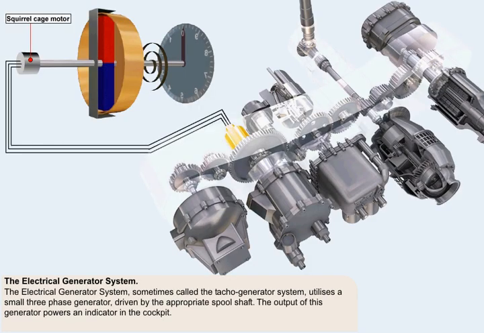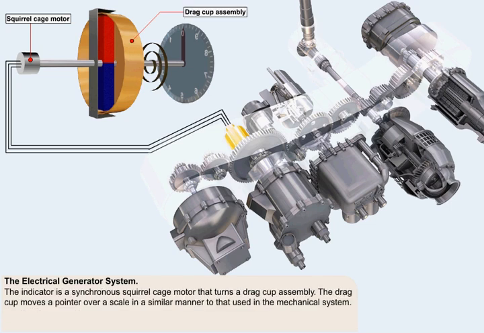The electrical generator system, sometimes called the tachogenerator system, is possibly the oldest form of engine speed measurement still in use on large aircraft. It utilizes a small three-phase generator, driven by the appropriate spool shaft. The output of this generator powers an indicator in the cockpit. The indicator is a synchronous squirrel cage motor that turns a drag cup assembly. The drag cup moves a pointer over a scale in a similar manner to that which we've just seen used in the mechanical system.